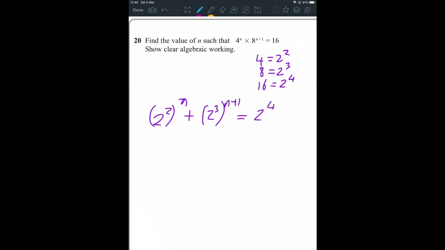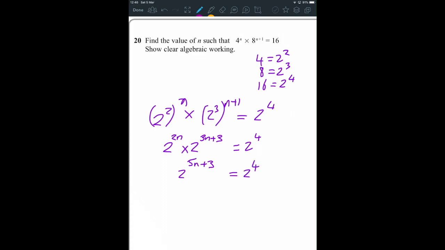Simplifying, oh, that's a multiply in the middle, not a plus. Simplifying each of my brackets, a power to a power, we multiply the powers. And I'm also going to multiply that bracket out as well. 3 lots of n plus 1 gives us 3n plus 3, still equals 2 to the 4. Now we're multiplying so we can add the powers. 5n plus 3 equals 2 to the 4.